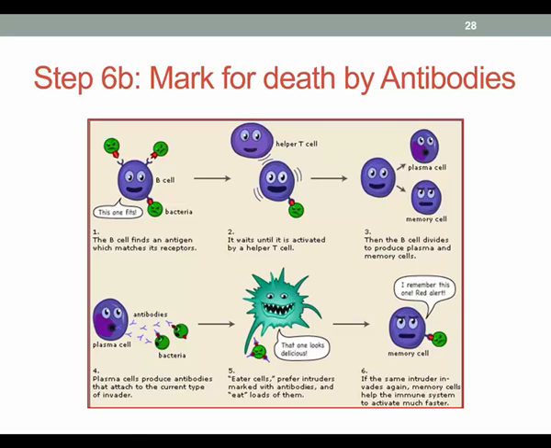The memory cells will stick around, and if they ever see that little bug again, they will engulf it and destroy it before you have to go through this whole response, and usually before you get sick again. So you might never notice that you've been infected with chickenpox more than one time.